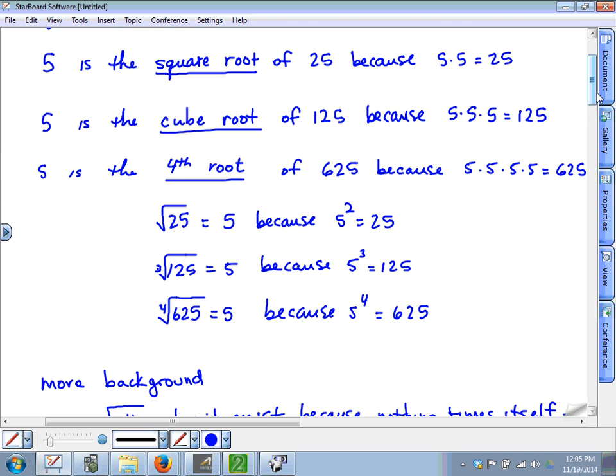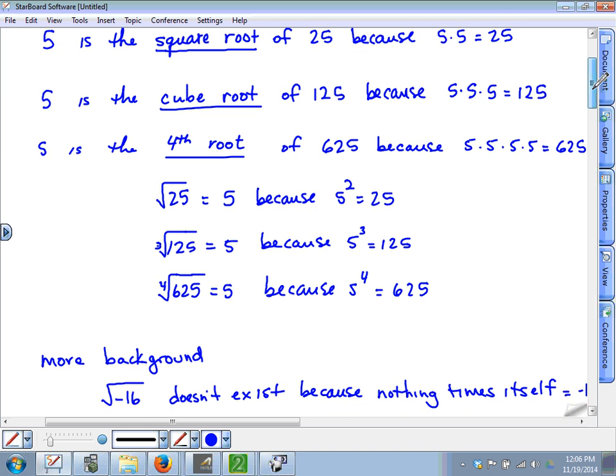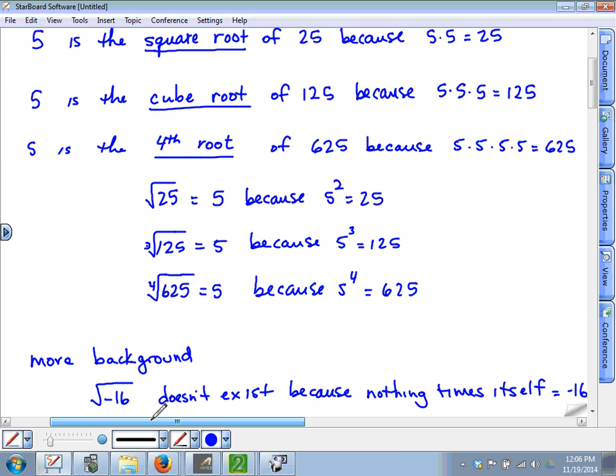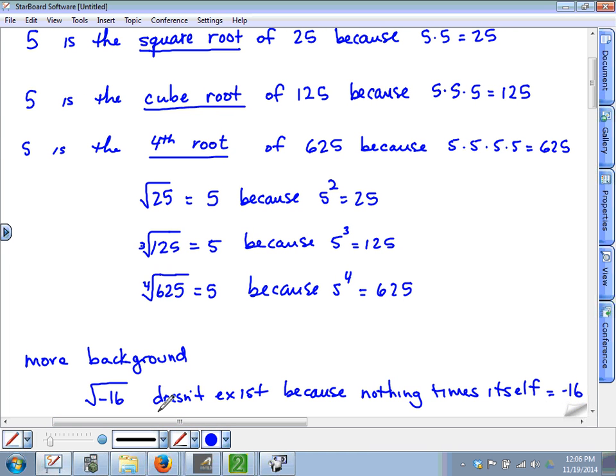But what's the square root of 16? Come on. What's the square root of negative 16? So it is 4i, but i is imaginary. So does the square root of negative 16 really exist? Why not? Yes, because it's imaginary, but why? Exactly. Maybe we should write this. The square root of negative 16 doesn't exist because nothing times itself equals negative 16, unless you use imaginary numbers.